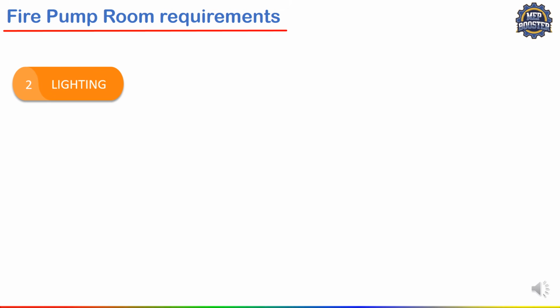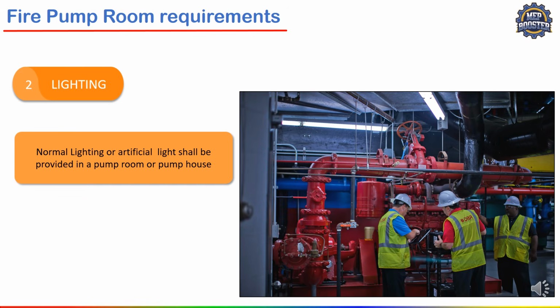Now the second requirement is lighting. So what is it? Here you need to provide sufficient general lighting throughout the pump room to ensure visibility during operation and maintenance. So you need to use bright energy efficient lights such as LED fixtures you can go for, and ensure that all areas of the pump room are well lit, including areas around the pump, motor, control panel and any storage areas.